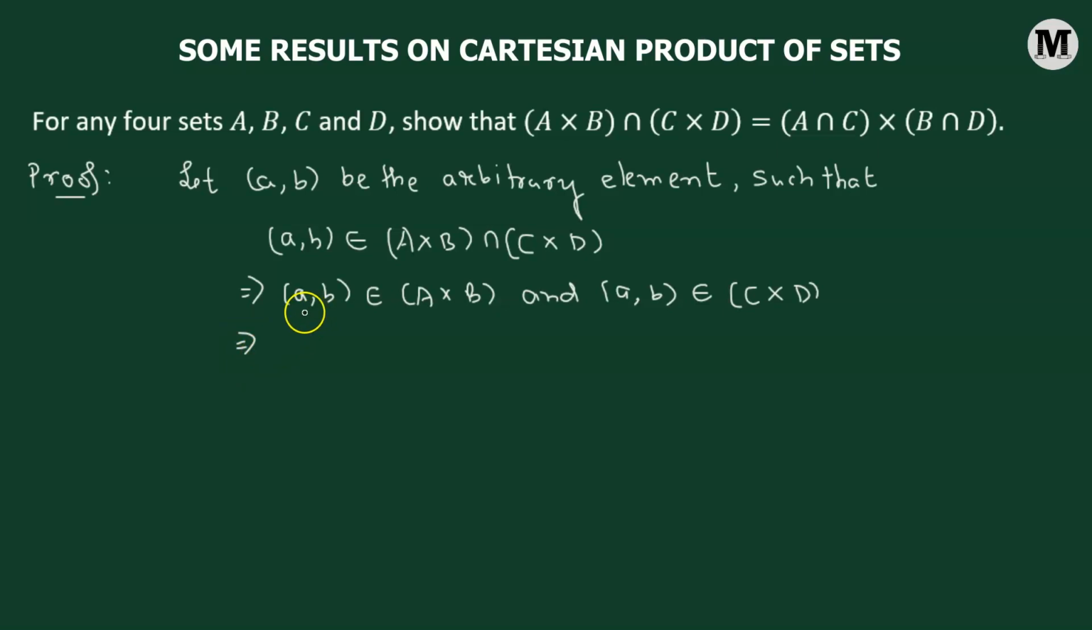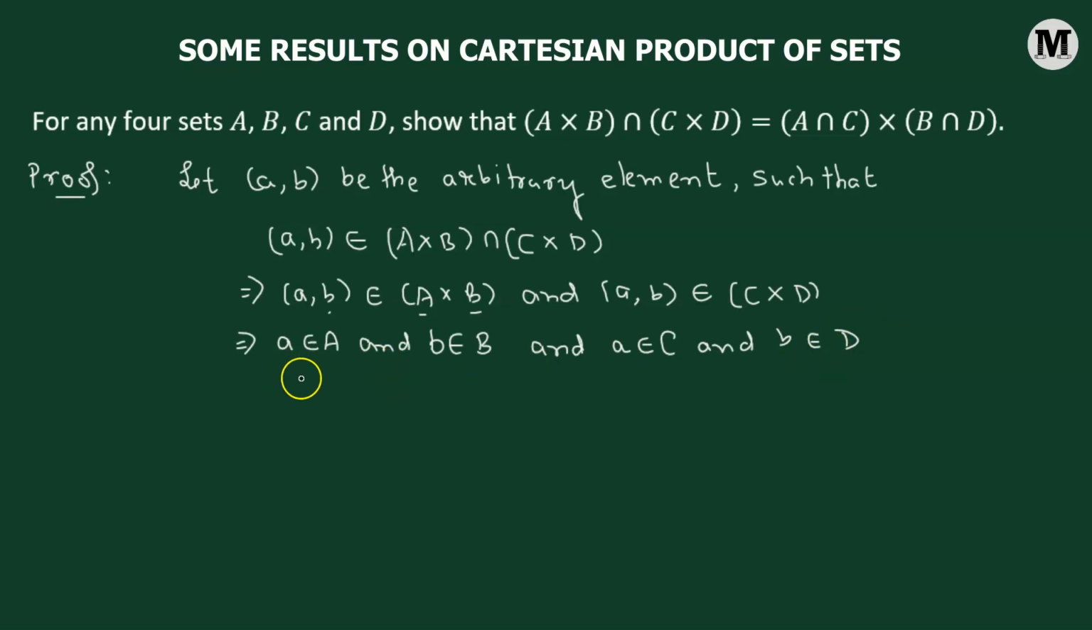Now we're going to use our definition of the Cartesian product. If we say that an ordered pair (a, b) belongs to the Cartesian product of A and B, that means that the first element of the ordered pair, which is a, must be an element of the first set of the Cartesian product. That means a must belong to A. And the second element, b, must belong to the second set of the Cartesian product. That means b must belong to B. Similarly, for the ordered pair (a, b) belonging to the Cartesian product of C and D, that means that a must be a member of the set C, and b belongs to the set D.